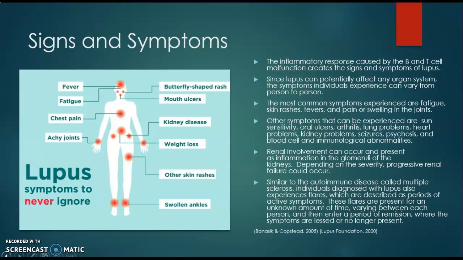Some other symptoms are sun sensitivity, oral ulcers, arthritis, lung problems, heart problems, kidney problems, seizures, psychosis, and blood cell and immunological abnormalities. This disease is similar to multiple sclerosis in that it has flares, and these are described as periods of active symptoms. These flares are present for an unknown amount of time and vary from person to person, and then you can enter a period of remission where the symptoms are lessened or no longer present.